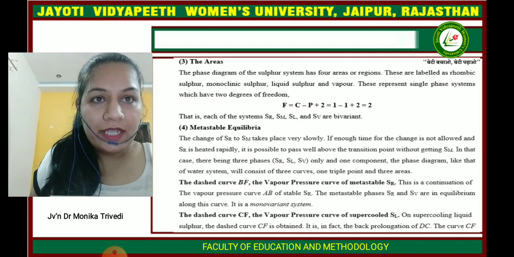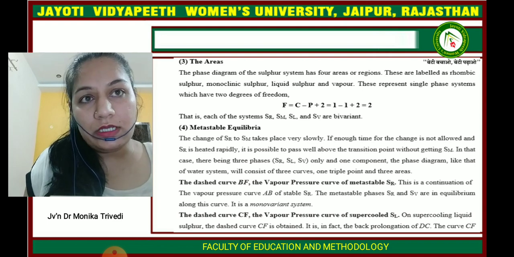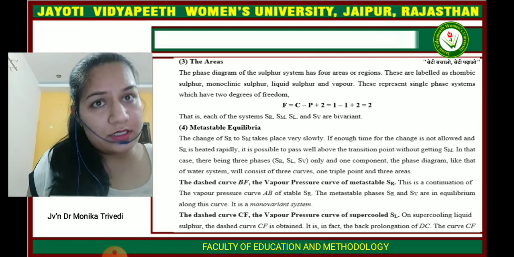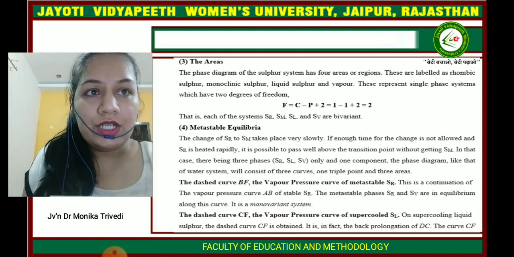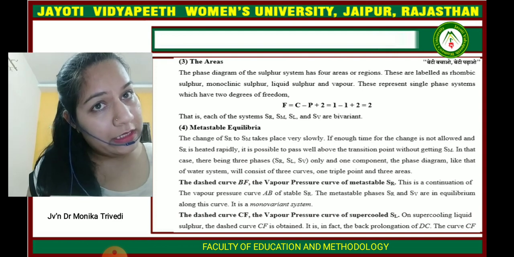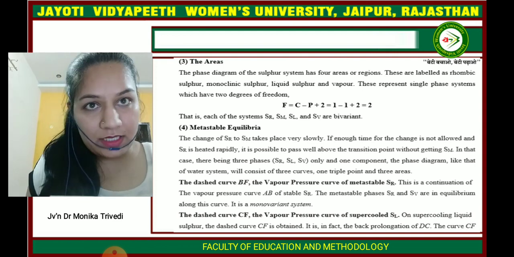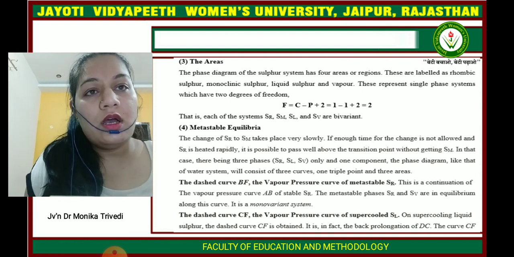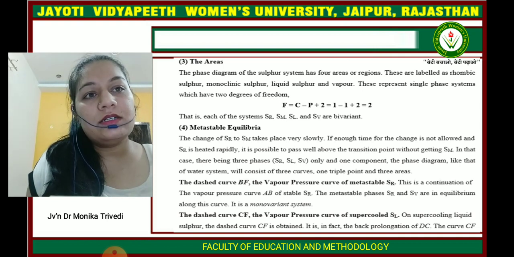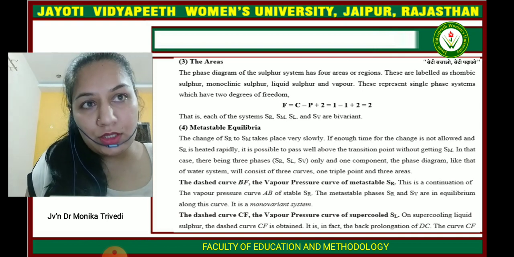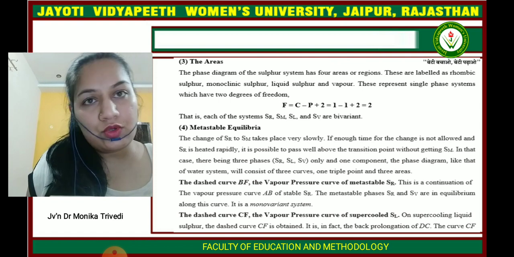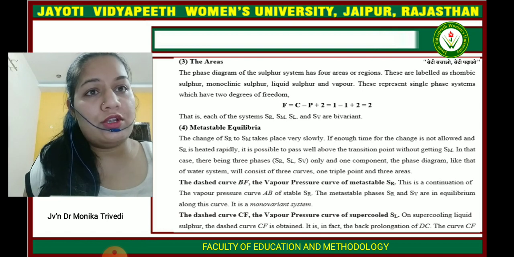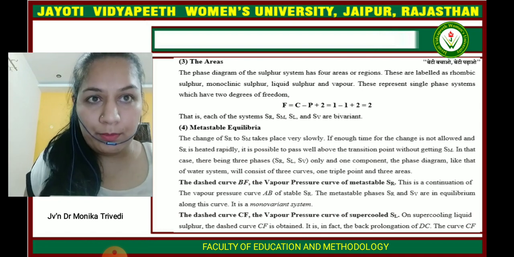Okay, if we calculate the degree of freedom for each area, as we know, the component is 1, and in each area the phase is also 1. In each area only one phase can exist. So by putting these values in the phase rule for each area, we get the degree of freedom is 2, 1 minus 1 plus 2. So for each area of the sulfur system we get 2 degrees of freedom, so the system is bivariant.